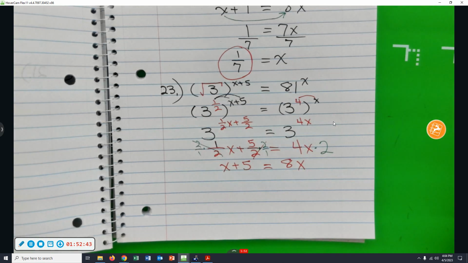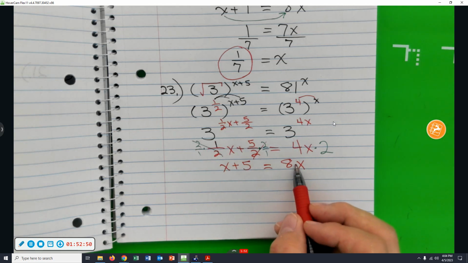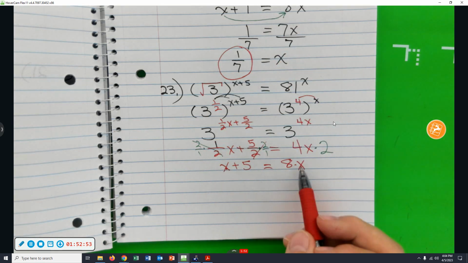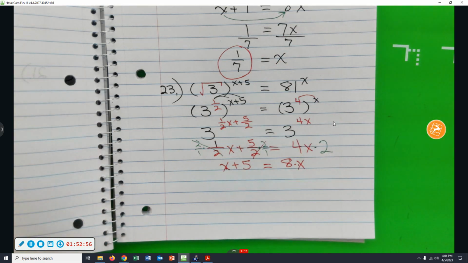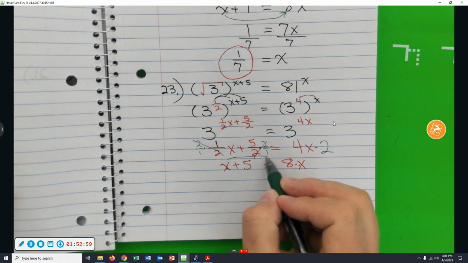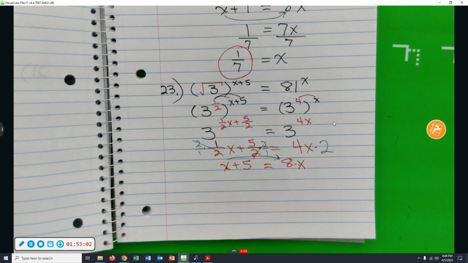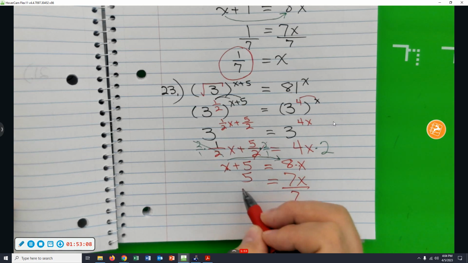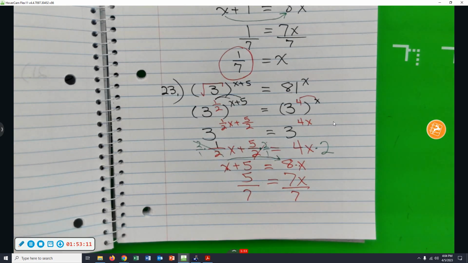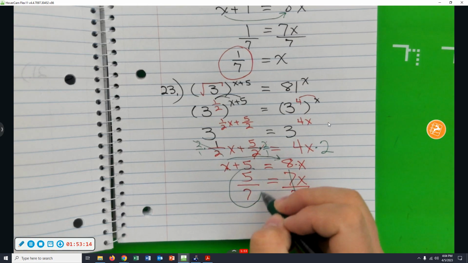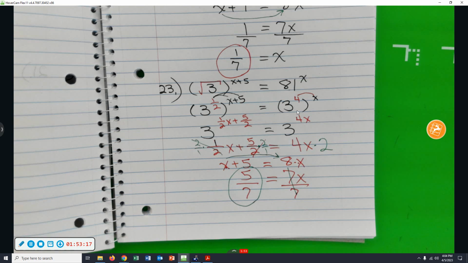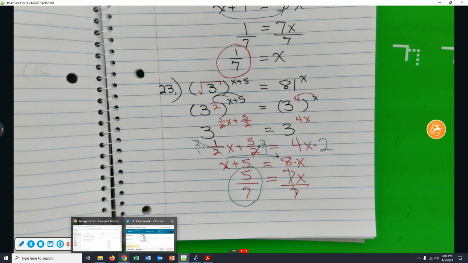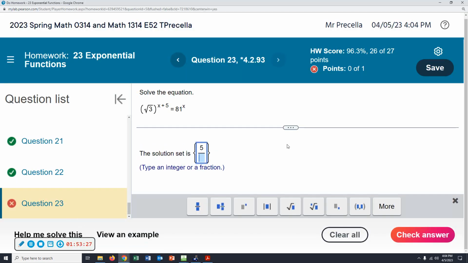Any questions on our logic up to this point? Okay, so you subtract x from both sides, like the one up here, to give me 7x equals 5, and then divide by 7 to give me 5/7 for my final answer. 5 over 7.